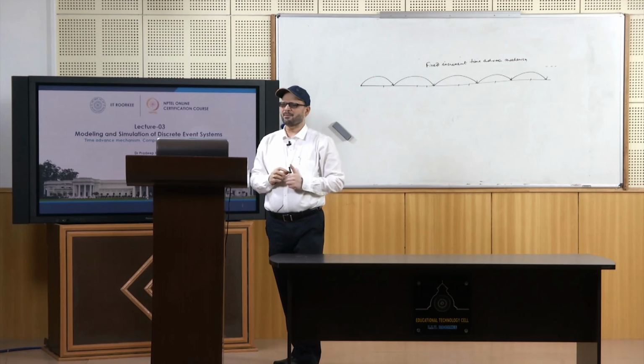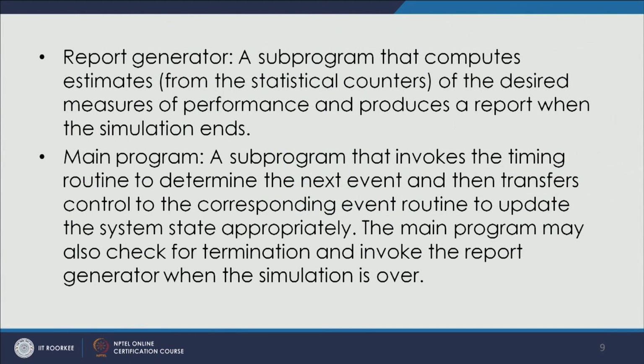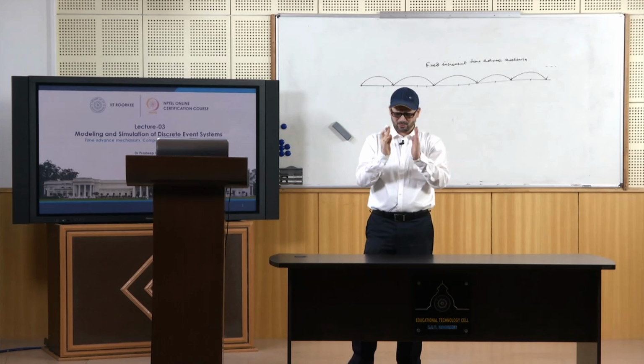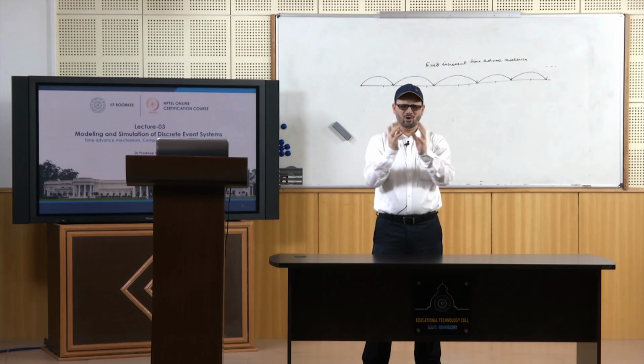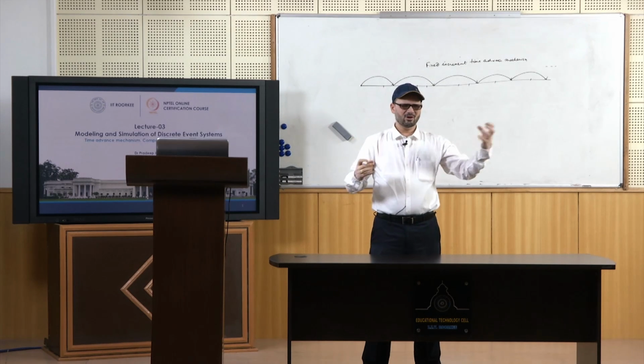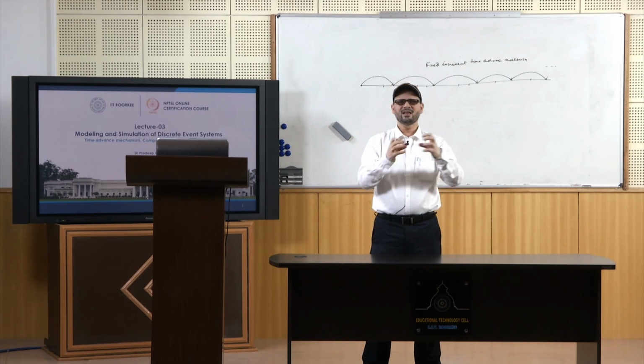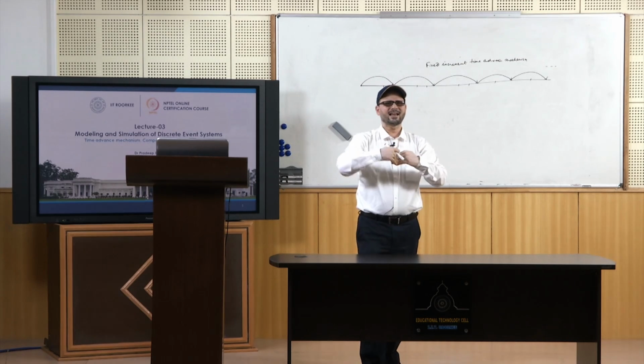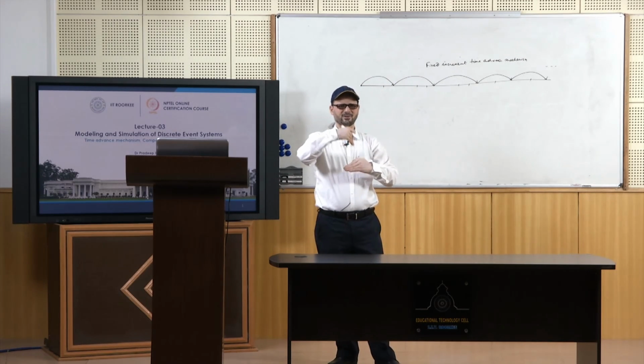The main program, a subprogram that invokes the timing routine to determine the next event and then transfers control to the corresponding event routine to update the system state appropriately. So, basically the main program has to call forth the data from the initialization routine, then the timing routine, and then it has to connect with the event routine.